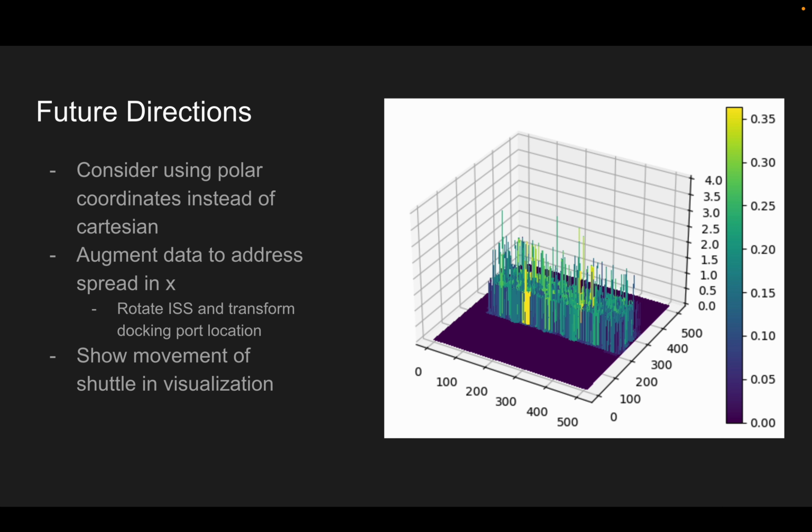For future directions, we were thinking about using polar coordinates instead of Cartesian because it allows us to have a more even distribution, especially along the x-axis. This would allow us to augment our data also and create a better spread in the X, and we could also include rotations in the ISS pictures and transforming the docking port locations. This would just help make our model more robust, and it would allow our model to predict more accurately with more spread out data.